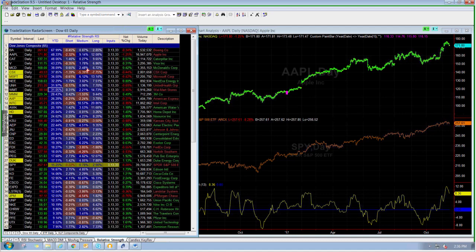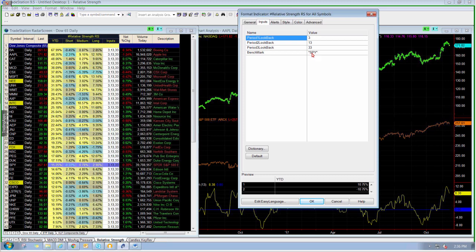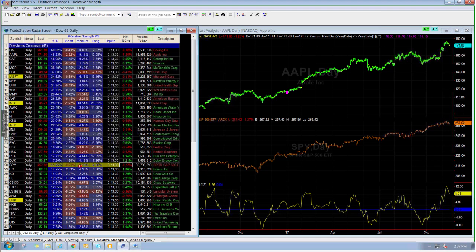One of the cool features of this indicator, if I go to the inputs, is that I allow you to specify a benchmark symbol. So if you're looking at NASDAQ 100, you could put the Qs here. If you're looking at an industry group, you might put the sector ETF here. And then I highlight the benchmark here in the RadarScreen scan.